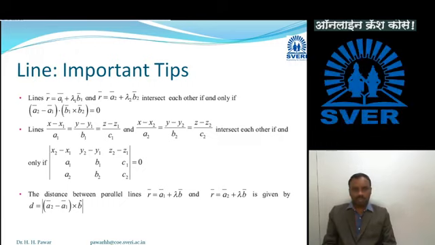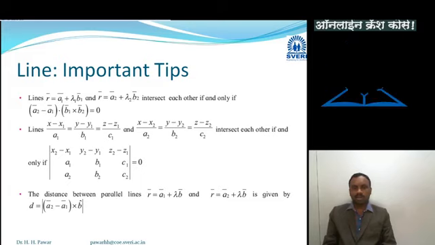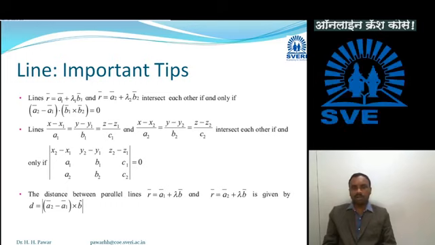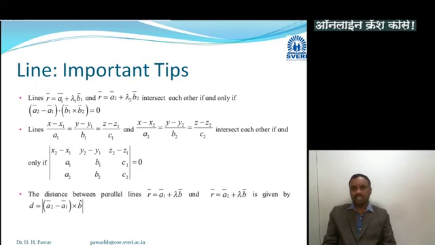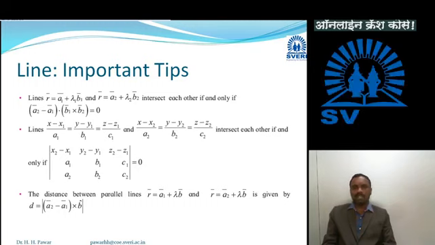Then the lines (x minus x1) upon a1 equal to (y minus y1) upon b1 equal to (z minus z1) upon c1 and (x minus x2) upon a2, (y minus y2) upon b2, (z minus z2) upon c2. That is, when 2 lines are given in Cartesian form, they intersect each other if and only if this condition is satisfied: the determinant with rows (x2 minus x1, y2 minus y1, z2 minus z1), (a1, b1, c1), (a2, b2, c2) equals 0.